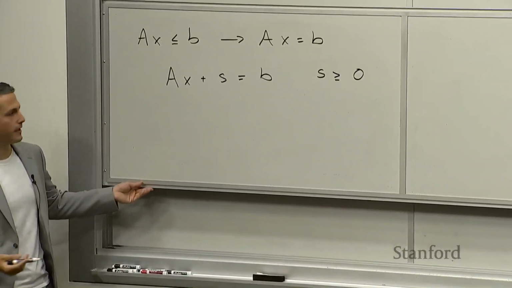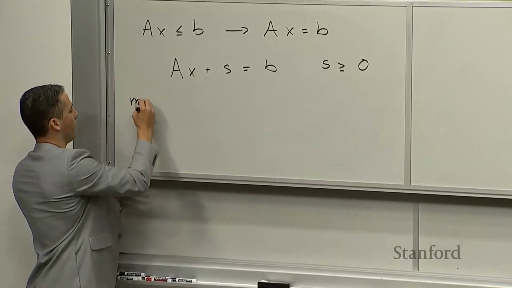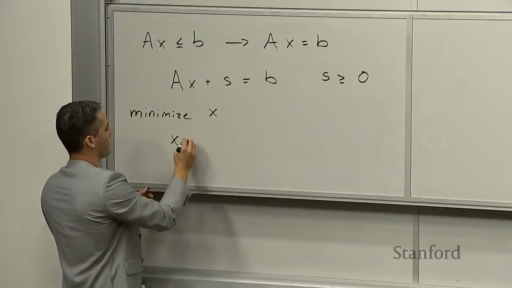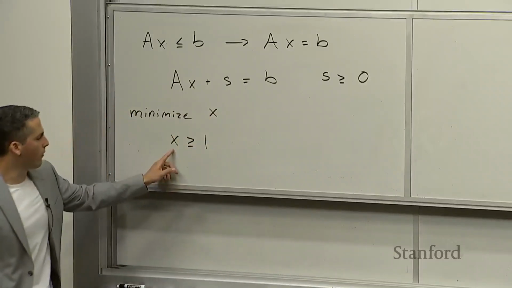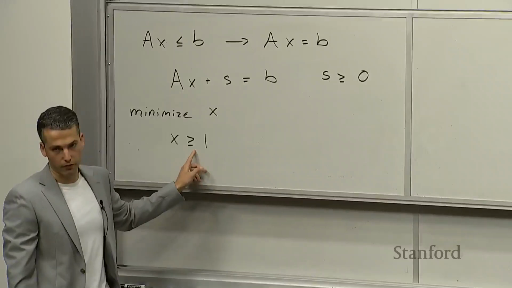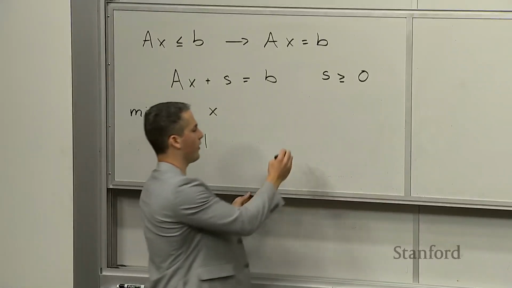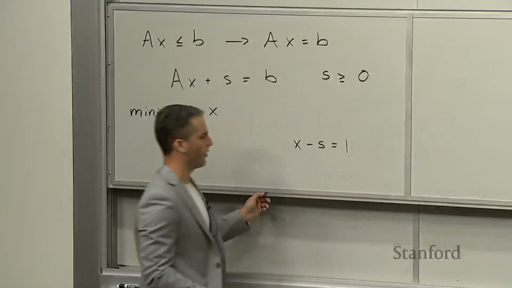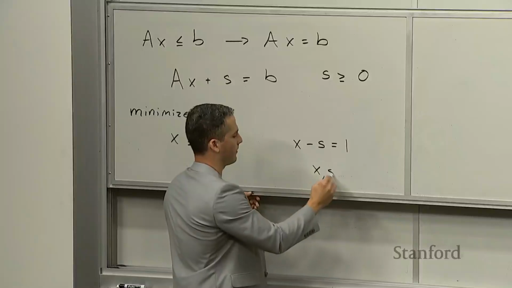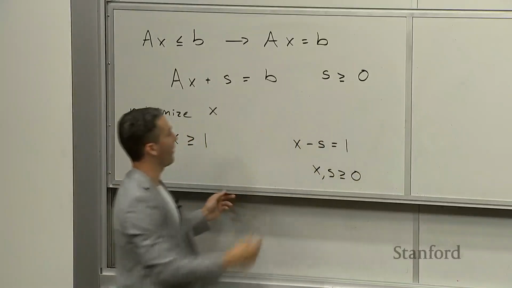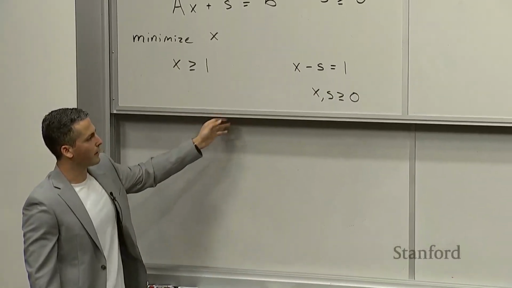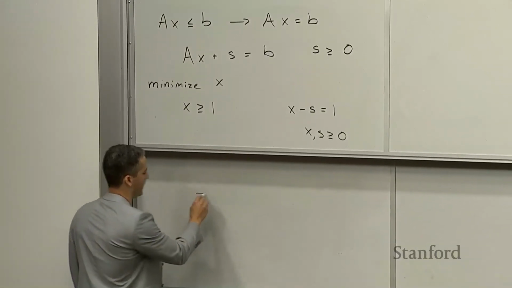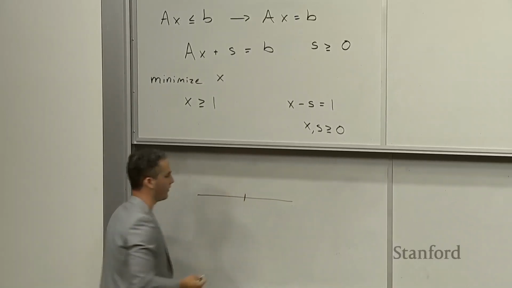I think it helps to see an example here. If we have the problem starting with minimize x with x greater than or equal to 1, and we want to transform this inequality constraint into an equality constraint, it's just going to become x minus s equal to 1. You might be saying, well, why is it a negative sign here when before we had that plus sign? I think the best way to think about this is to draw out a number line and visualize it. This helps to keep the sign straight.